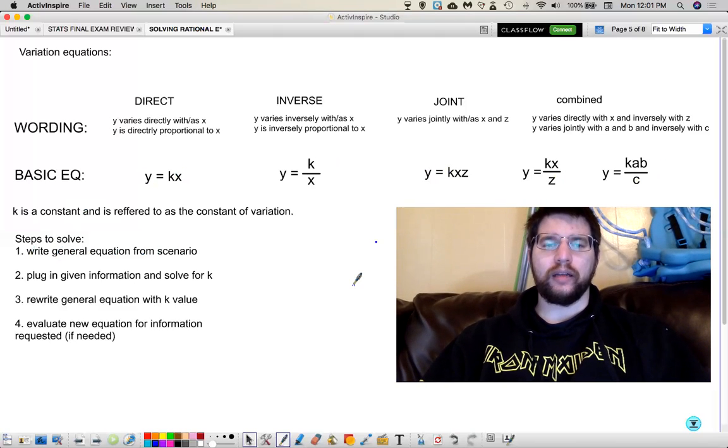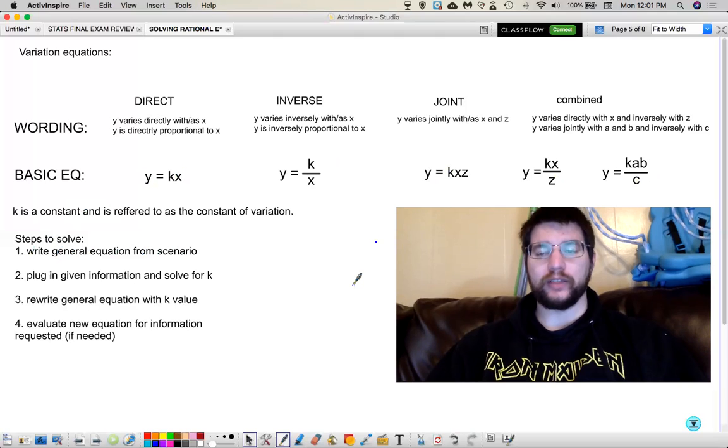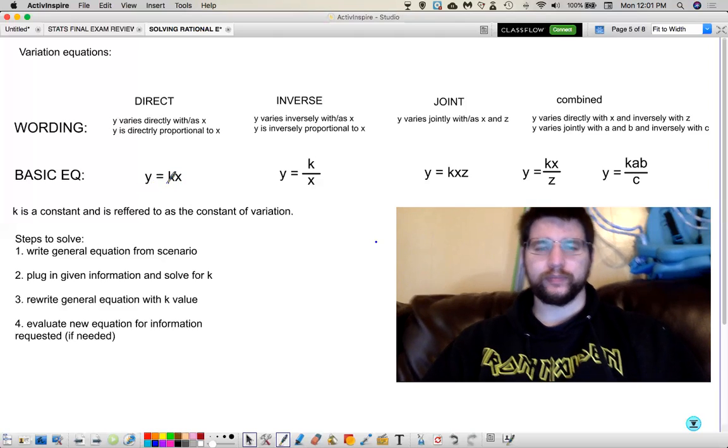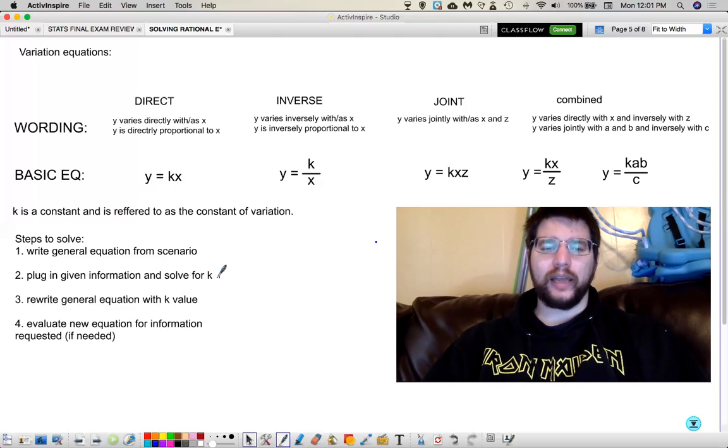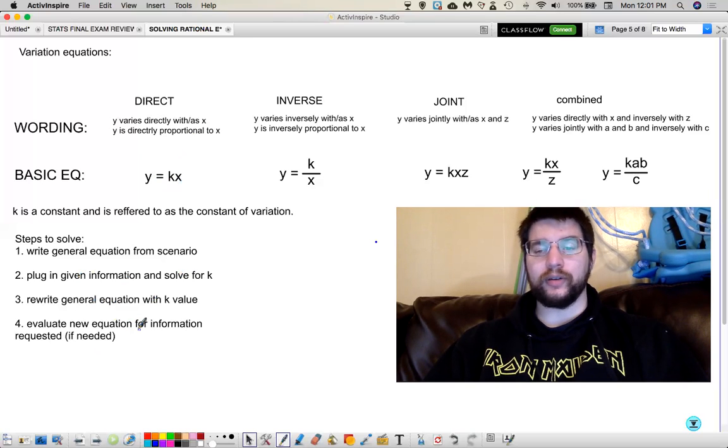Then you're gonna plug in the information they give you and solve for k. So they're gonna give you y is this when x is this, and then they're gonna ask you something else after that. So use that first information they give you to find out what the k value is. After you find out what k is, you plug it into this general equation you wrote at the beginning. Then you're gonna evaluate that new equation with the information they tell you in the other part. So evaluate the new equation for information requested if needed.